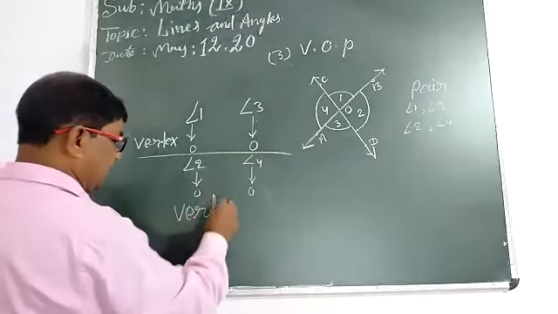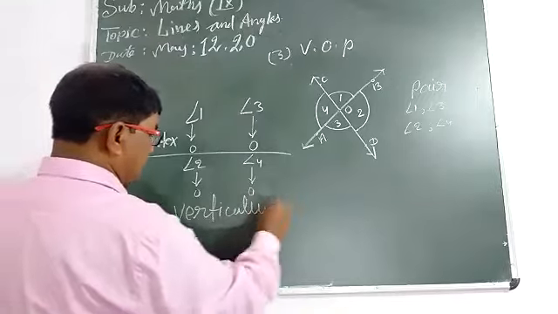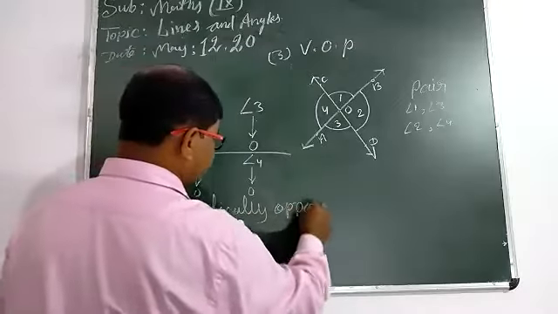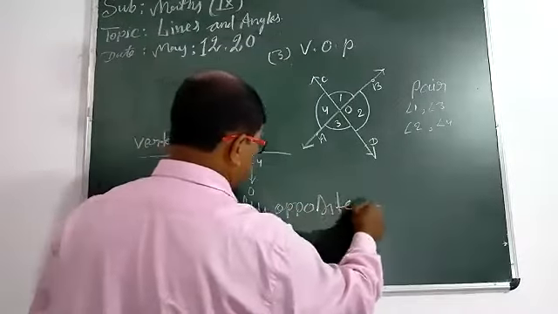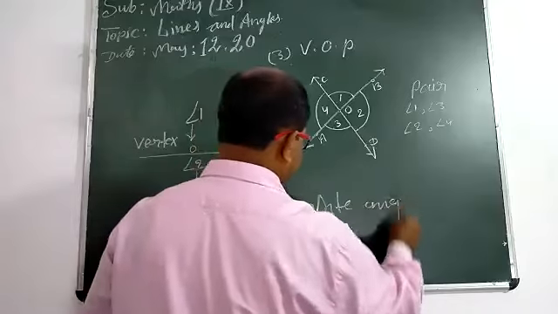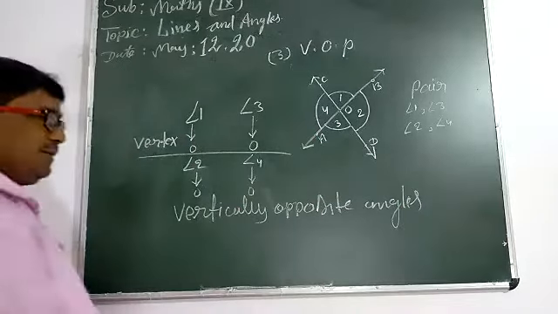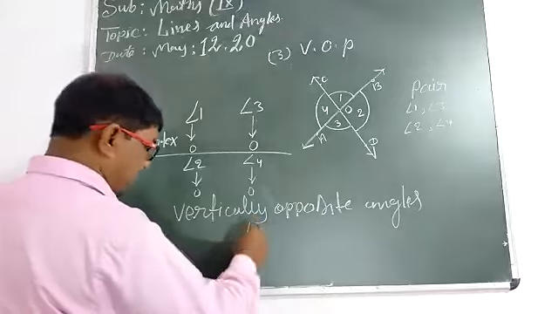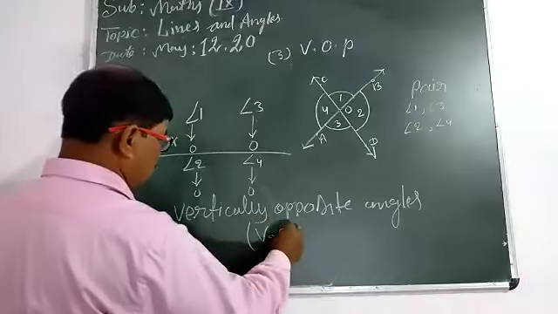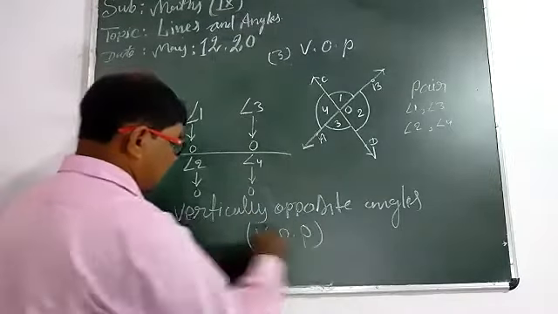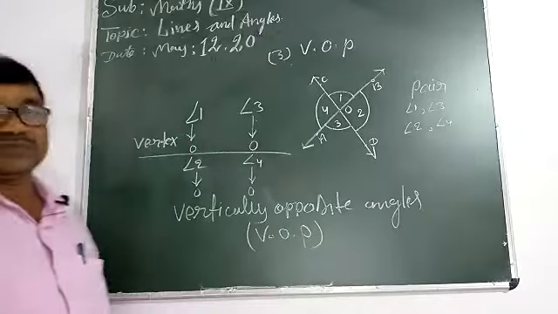Vertically opposite angles. This type of pair is called vertically opposite angles. Vertically opposite angles. Understood?